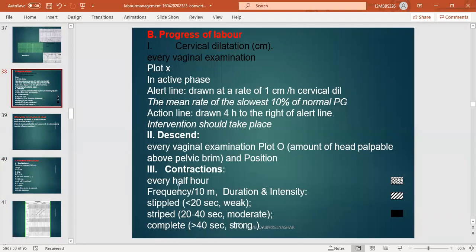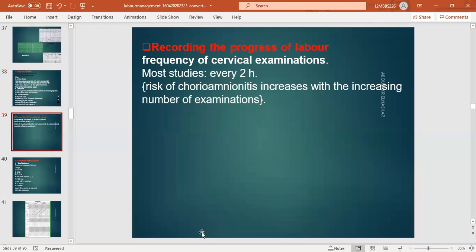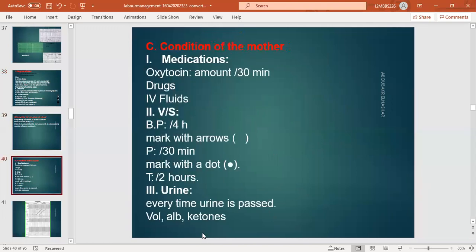Then we assess the uterine contraction frequency, in 10 minutes, duration, intensity. Good uterine contractions are more than 40 seconds, and there should be more than 4 contractions, at least 4 contractions. So you have to do the vaginal examination every 2 hours.